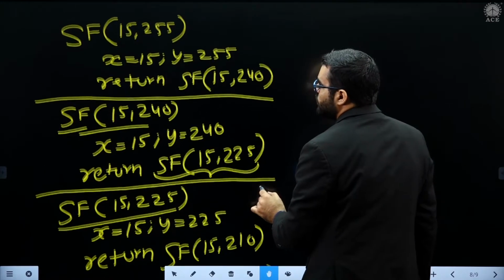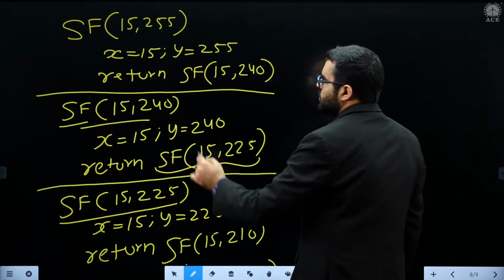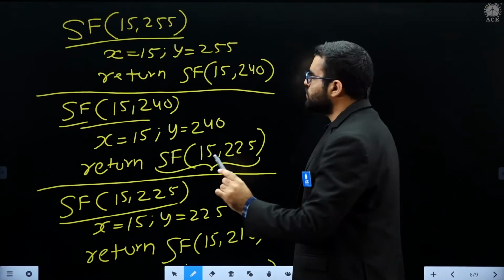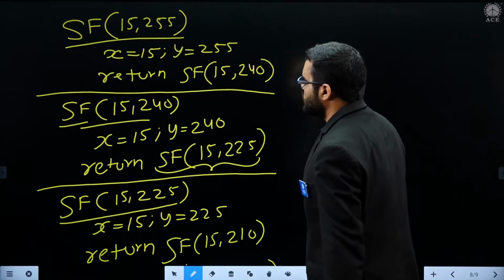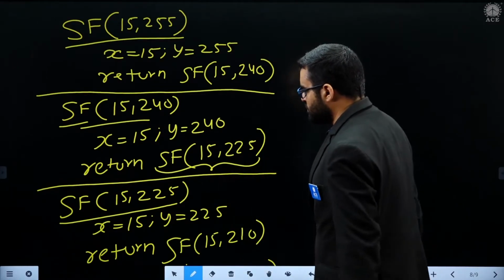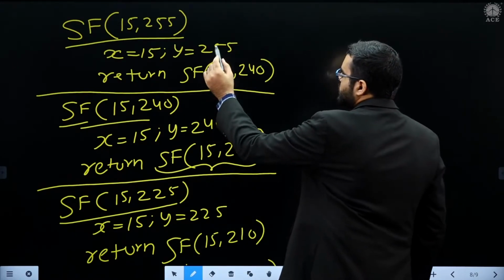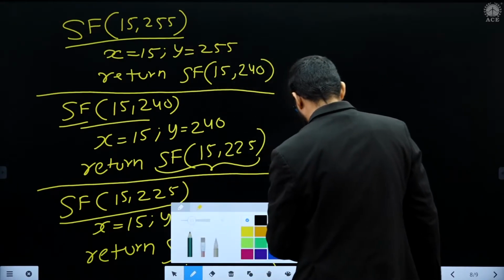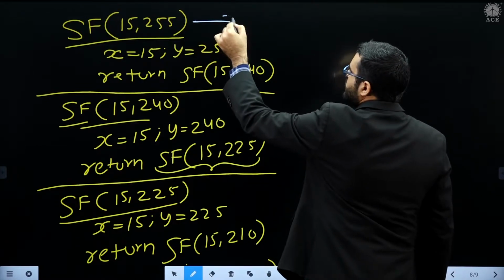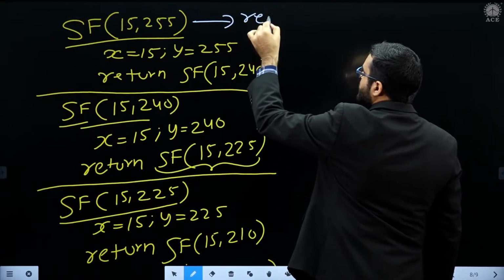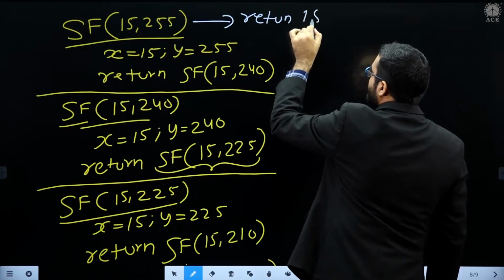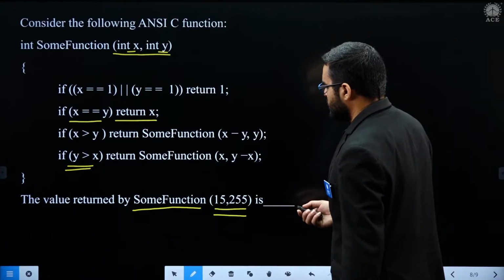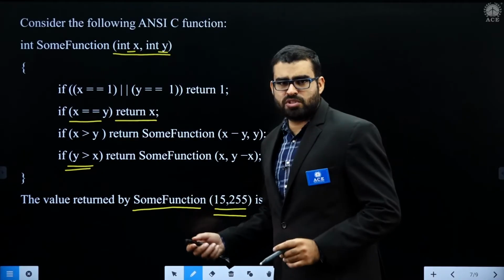So finally what we want? We want the return value of this function. So this function will also return 15. So this is how we do. So the final return value, if I want to write, it will return 15. So this is very simple. This is how you can simply do this question.